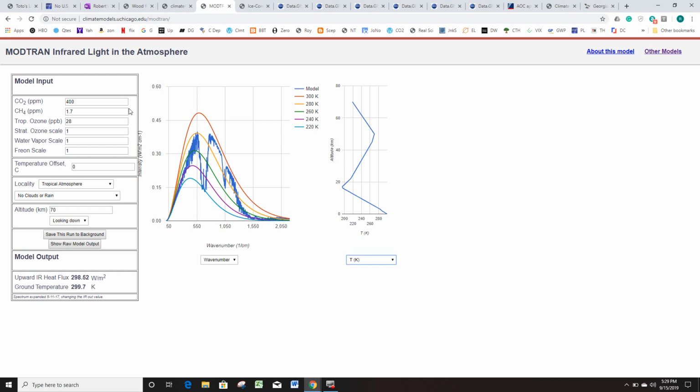Okay, let's get back here. Once again, this is where you put in your model inputs. And so you have CO2, and the ppm means parts per million? Yeah, parts per million. And this is methane, and you're saying that people are all upset about methane because that's cows passing gas? Yeah. Right? That's kind of ridiculous. Then you've got ozone, and then you've got water vapor, and then you've got freon.